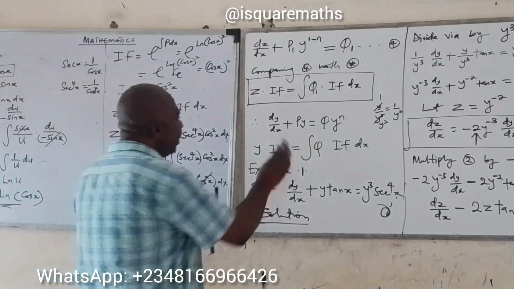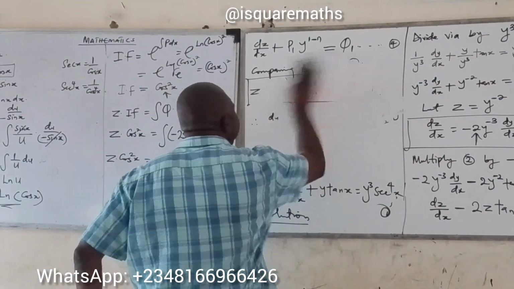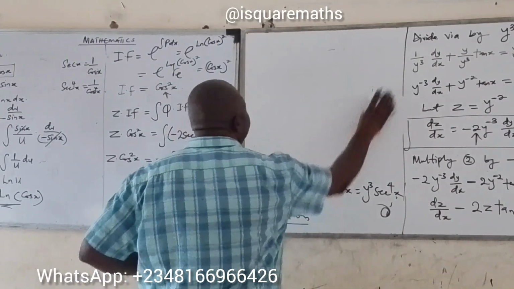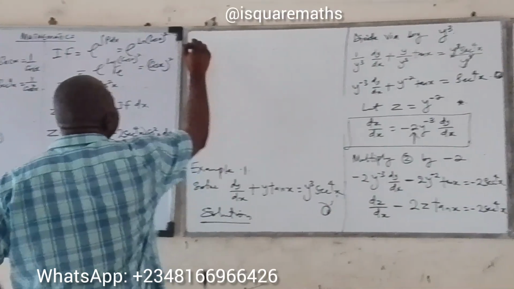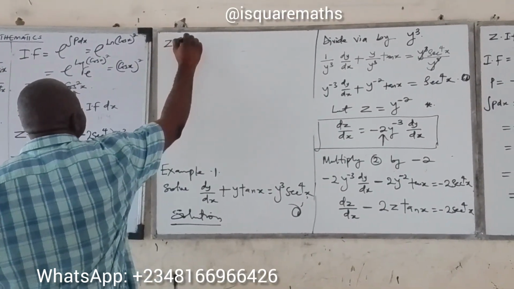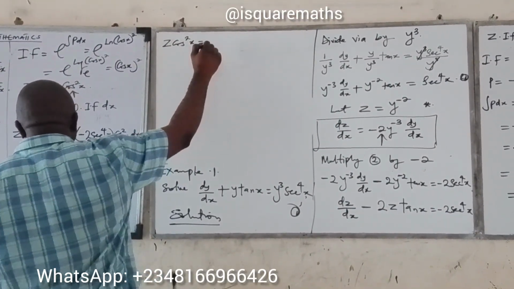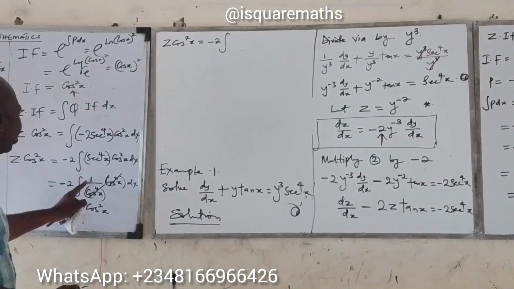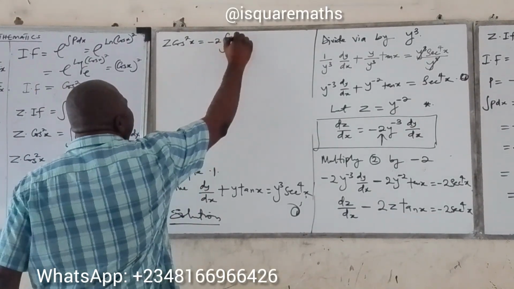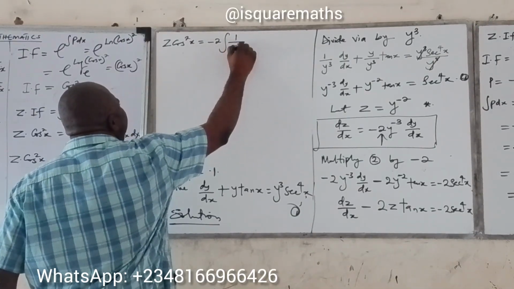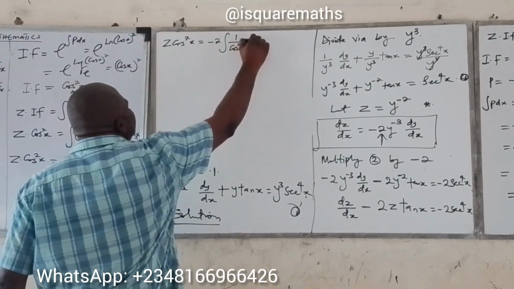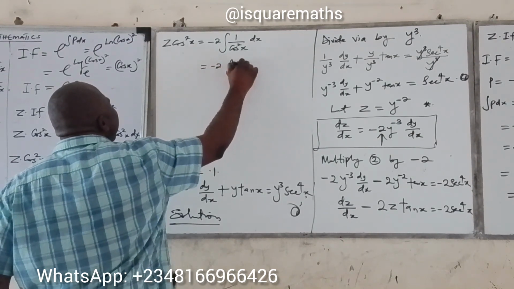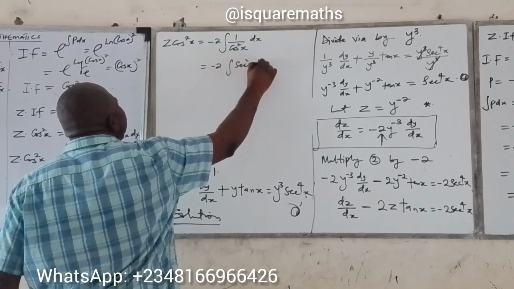It means we're integrating this now. So the left hand side, z cos squared x, is equal to minus 2 integral of 1 all over cos squared x dx. This is the same as saying minus 2 integral sec squared x dx.